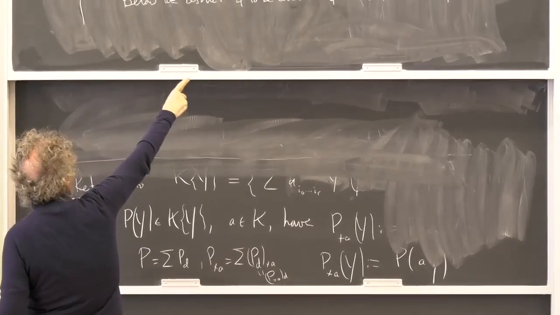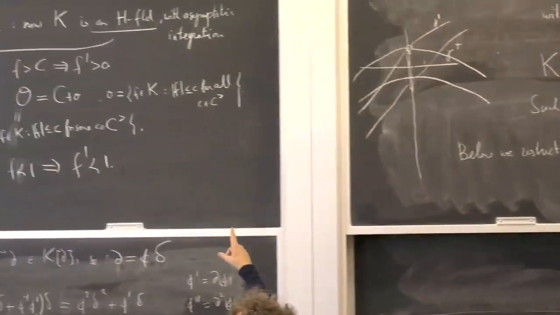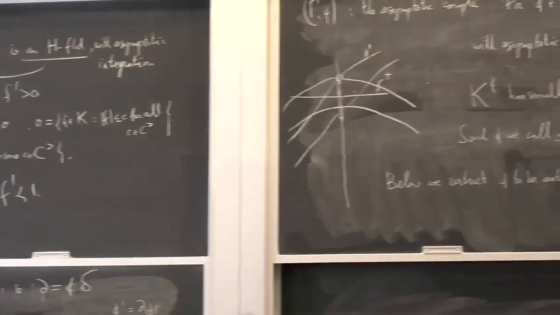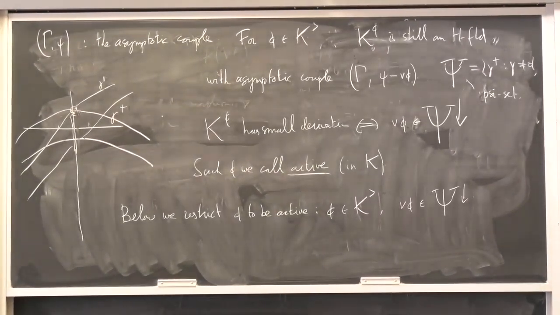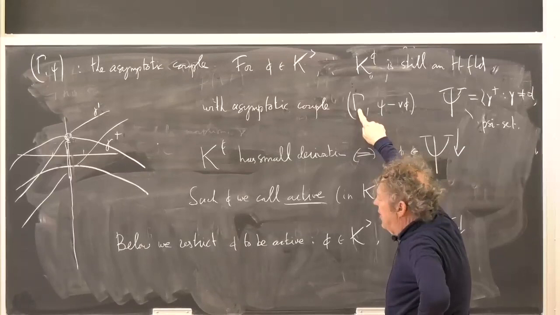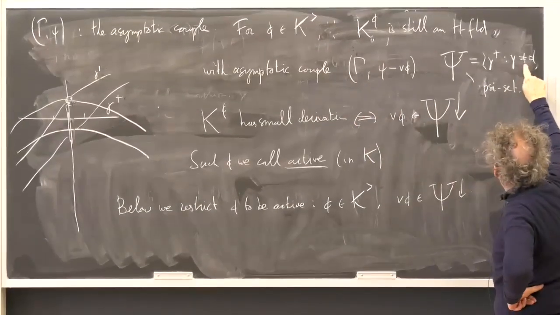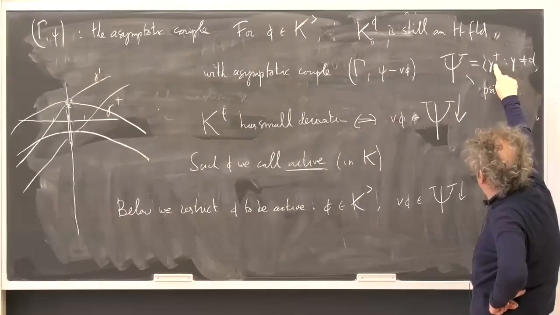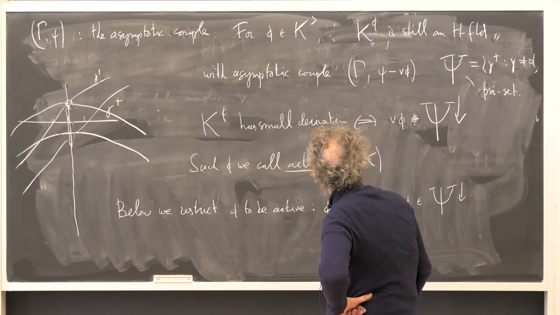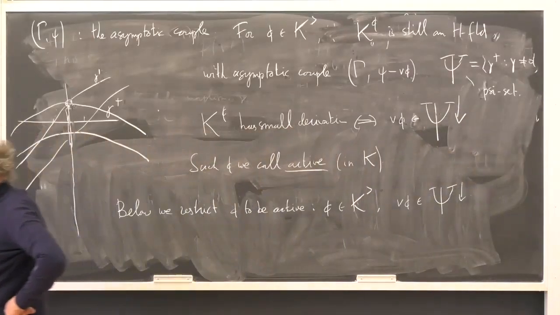Sorry, do active elements always exist in a field? Oh yeah. Well, since we are assuming asymptotic integration, that means in particular that gamma is not trivial. Then there are many elements that are daggers, and anything whose valuation is of this form is of course automatically active. If phi is actually in the Psi set, it's active.